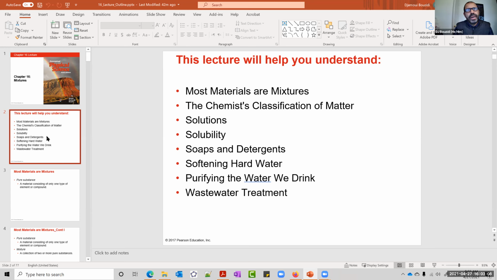We're also going to talk about soaps and detergents and how they work in removing grime. Soaps have two components: a polar component that is attracted to water and a non-polar component that is attracted to grime. Together, they lift that dirt from a surface and dispose of it. That's the concept of it. Then we're going to talk about hard water and how to soften it, and the purification of water, which is a big and very important industry.